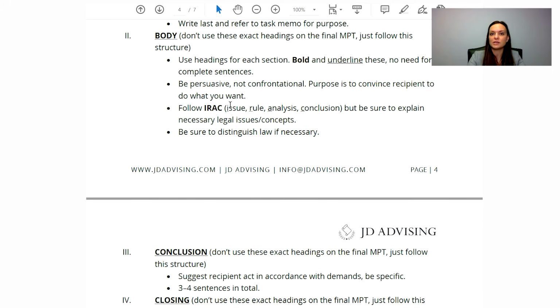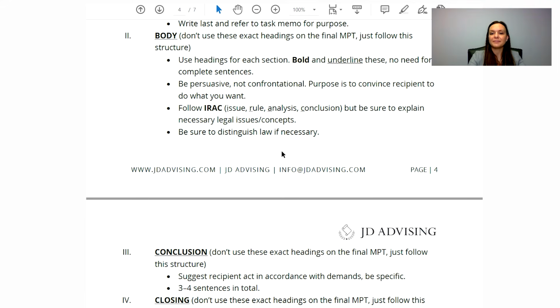Again, usually the opposing party, or it's usually opposing counsel. So there's that fine line between being persuasive and trying to get what you want. You're not being confrontational. Under each of your headings for these different issues that you're addressing in your body, you're going to follow IRAC. So under each heading, we'll follow your rule paragraph, then your analysis, and then your conclusion.